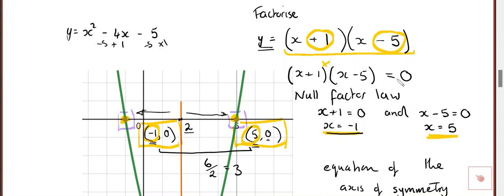So what does that mean for us? If we can find the two x coordinates, which we can because we can factorize, then we can find the axis of symmetry, which means we can find the vertex without having to do the graph. And then we can sketch the graph.